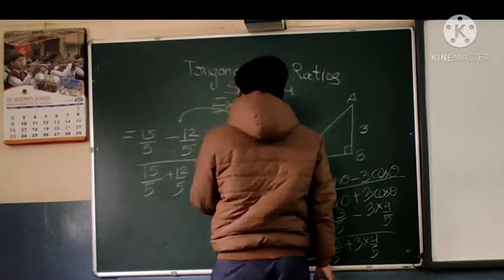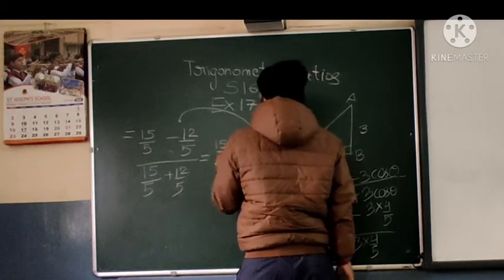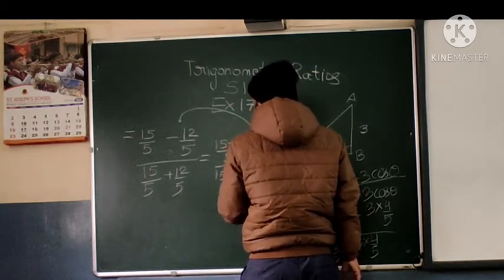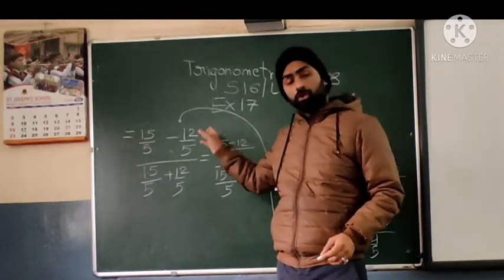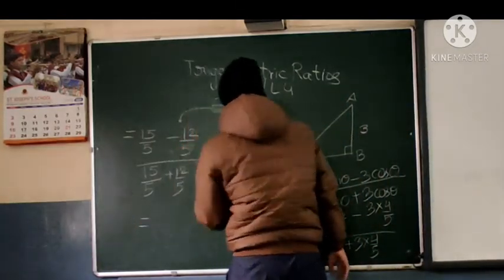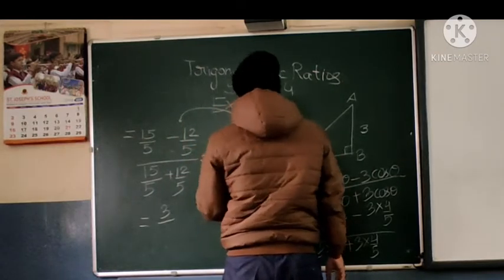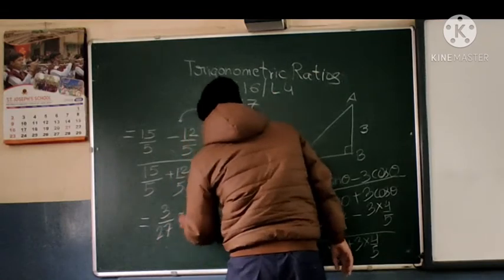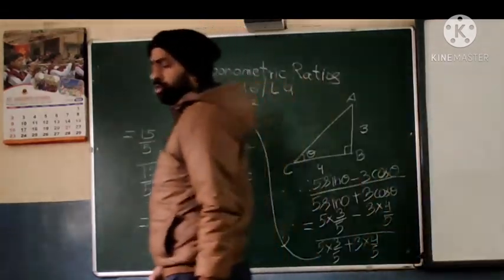These are like fractions. So it will be 15 minus 12 by 5 upon 15 plus 12 by 5. The 5 is in the denominator of the numerator also and the denominator also. So we will cancel this 5 on both sides. It will give us 15 minus 12 is 3 and 15 plus 12 is 27. 3 by 27 is 1 by 9. That means the answer of this question should be 1 by 9.